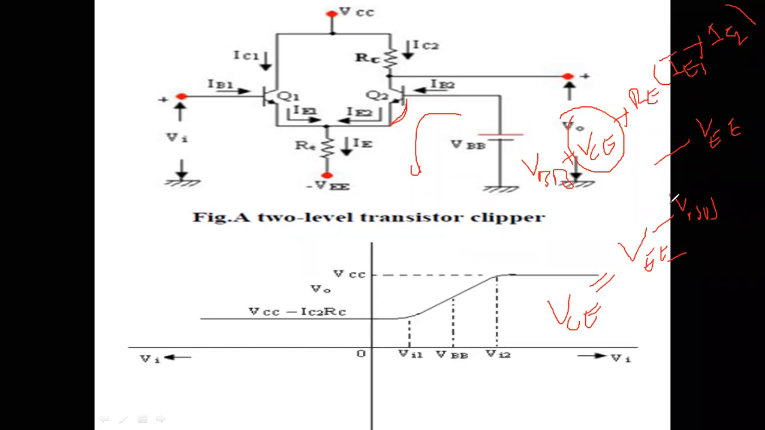This VBB is a constant voltage, and here IE is increasing because Q1 moves to saturation.